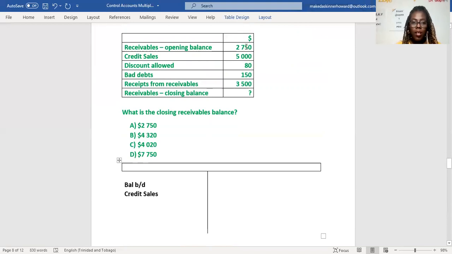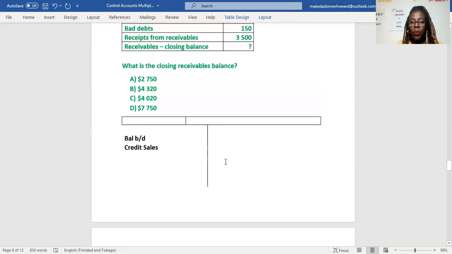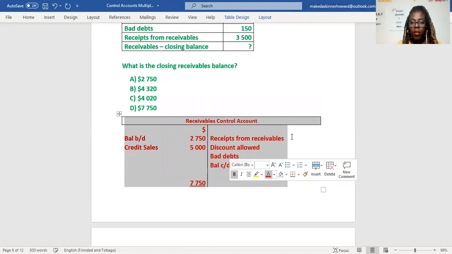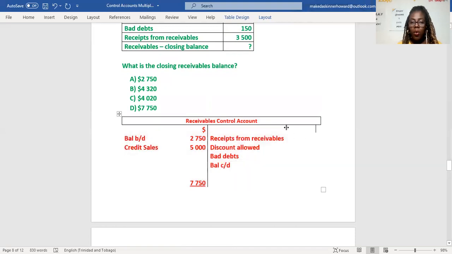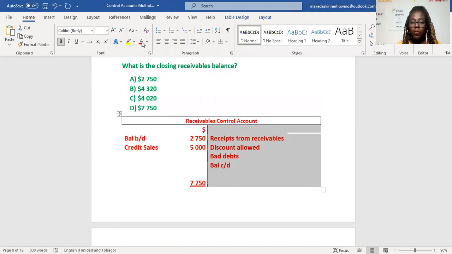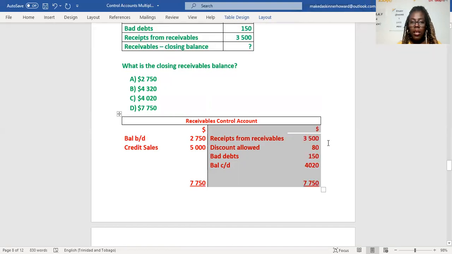Credit sales is going to be added to your opening. Discount allowed has to be deducted, bad debt has to be deducted. Receipts have to be deducted as well, and you're going to find a closing balance. Where do you add and where do you deduct with it in a T account when you're dealing with receivables? Well, you would add on your debit side. So all your debits are additions and your credits are deductions. So this is what a T account should look like if you choose to follow the T account.